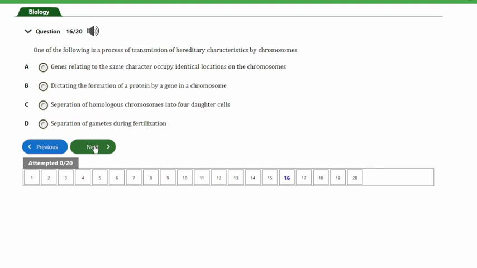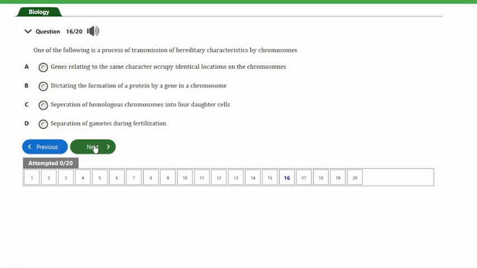It says, which of the following is a process of transmission of hereditary characters by chromosomes? A, genes relating to the same characters occupy identical locations on the chromosomes. B, dictating the formation of a protein by a gene in a chromosome. C, separation of homologous chromosomes into 4 daughter cells. And D, separation of gametes during fertilization.